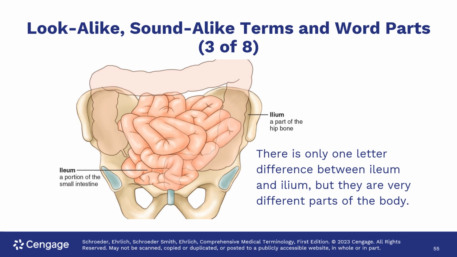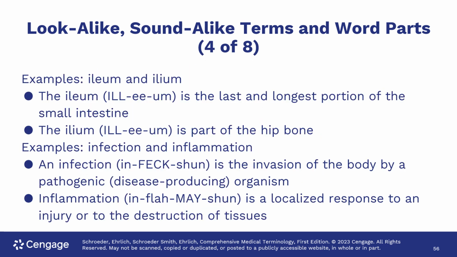Look how just one letter can completely change what part of the body we're talking about. Ilium, I-L-I-U-M, is part of the hip bone. Ileum, I-L-E-U-M, so we're just switching out an E and an I, is part of the small intestine. And this goes over that example. Infection and inflammation may kind of sound the same, not as much as ilium and ileum.